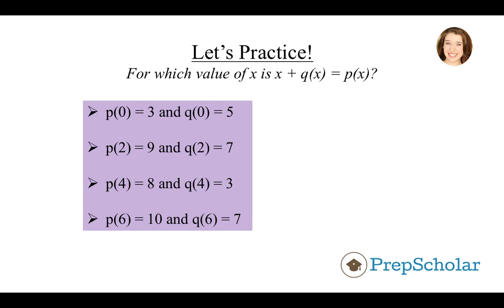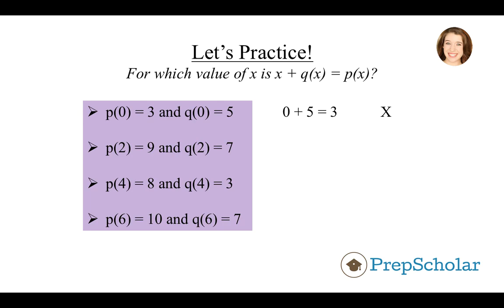Let's go ahead and start off with the value of x of 0. So here we would get 0 plus q of x, which is 5, is equal to 3 p of x. That's not correct. 0 plus 5 is equal to 5, not 3. This equation does not work. So we know that the value of x can't be 0.